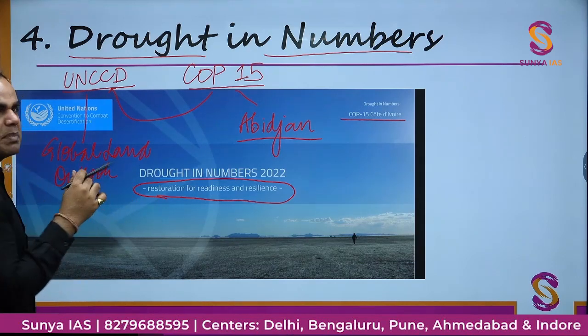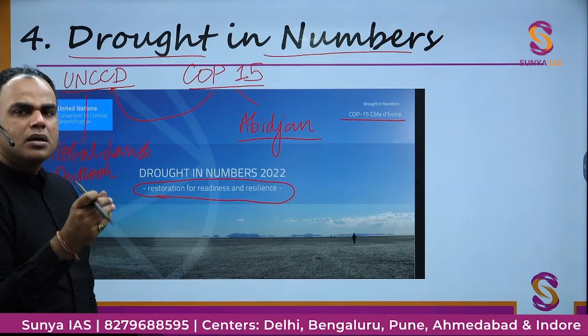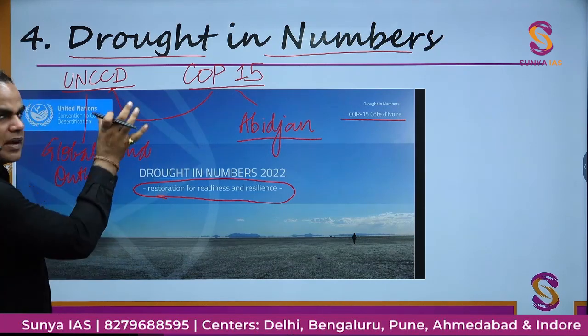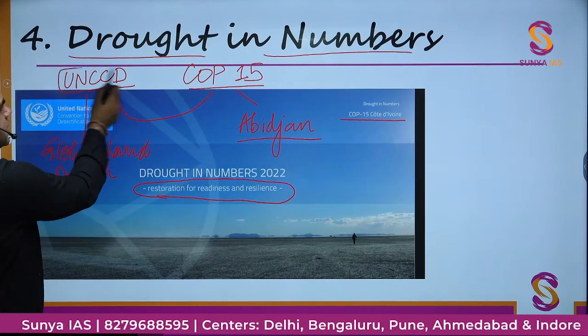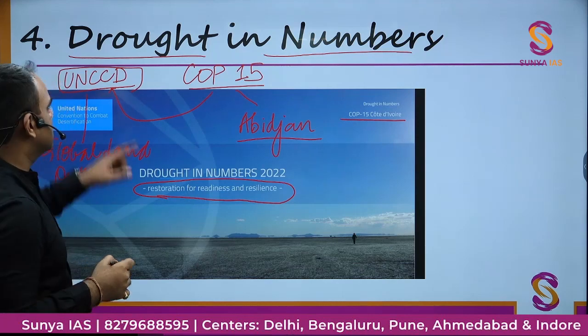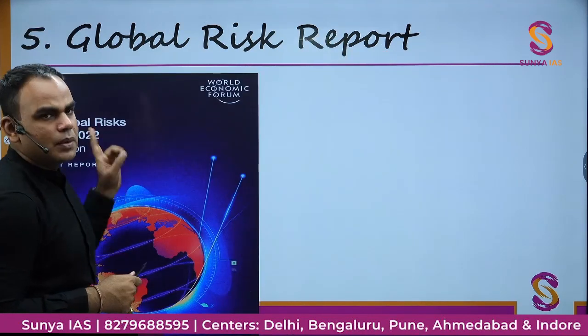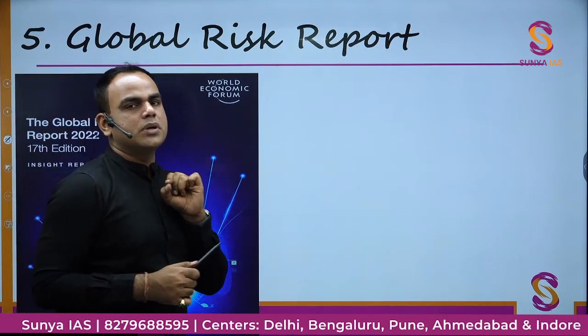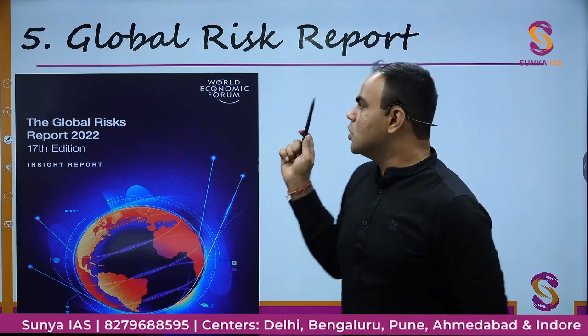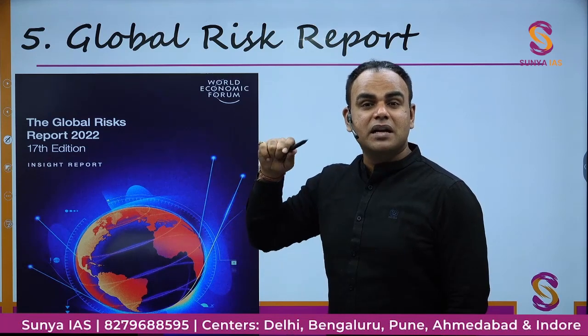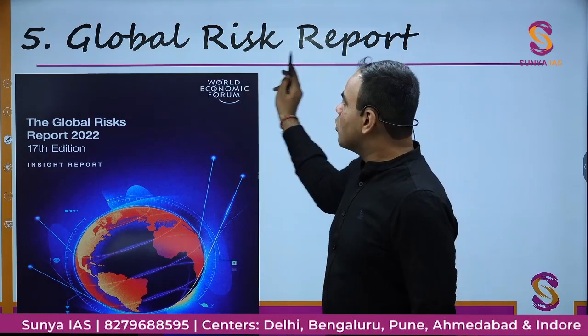Okay, you have Business for Land Initiative. Usually the word land is a giveaway that it is a report by UNCCD. All right, this is Drought in Numbers. Then there is the Global Risk Report. Now, if you don't know, this is by the World Economic Forum. It is actually very difficult to guess it from its name, Global Risk Report.